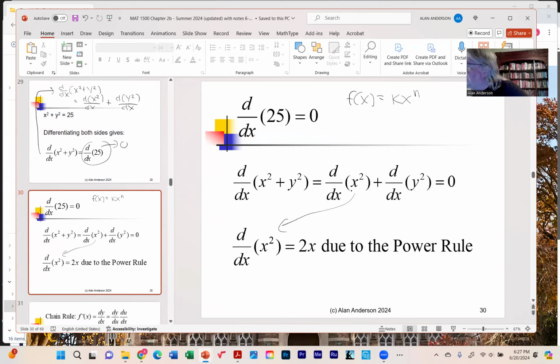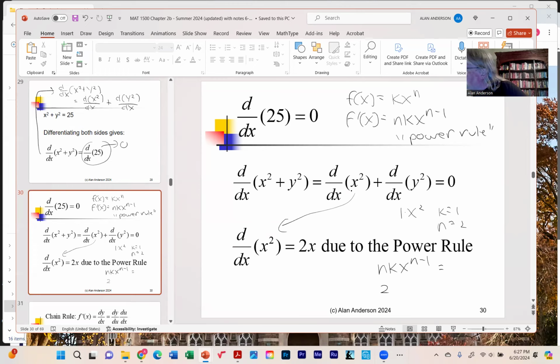All right, so if f of x equals kx to the n, then f prime of x is nkx to the n minus 1, and this is our power rule. So here, with x squared, k would be 1. There's an implied 1 multiplying x squared, and n is 2. So nkx to the n minus 1 would be 2 times 1 times x to the 2 minus 1, or just 2x. Okay, great. So that's fine.